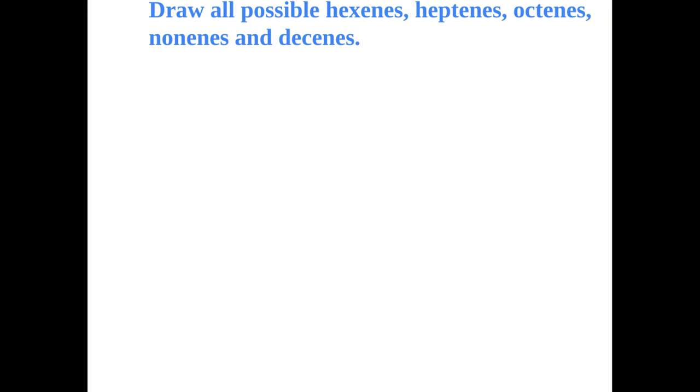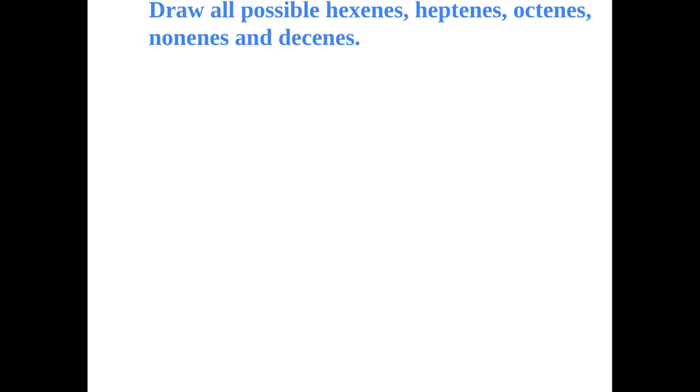This is going to take you a little bit of time, but I want you to continue doing what we just did. I want you to draw all the possible hexenes, heptenes, octenes, nonenes, and decenes. So hexenes, we've got 6 carbons in the chain, heptenes 7, octenes 8, nonenes 9, and decenes 10. Pause the video, come back when you're ready. There are a lot of compounds here.